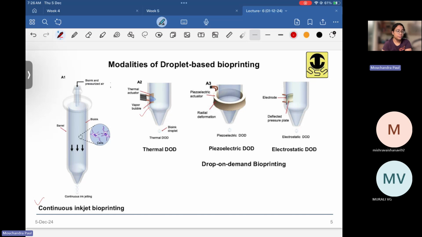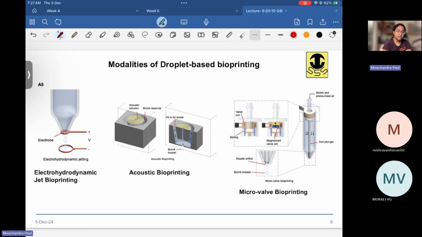Whereas in the electrostatic one, here we again use an electric field to apply some charge, all right, on a pressure plate. This pressure plate in the presence of an electric field can change its position, all right, and in the absence of the electric field, it comes back to its original position. So due to this change in position of the pressure plate, an instantaneous change in the volume of the fluid chamber occurs, and that again causes a pressure pulse to generate and a droplet gets formed.